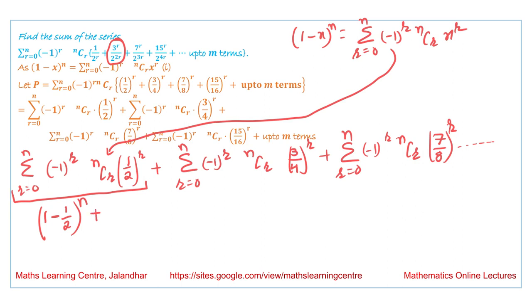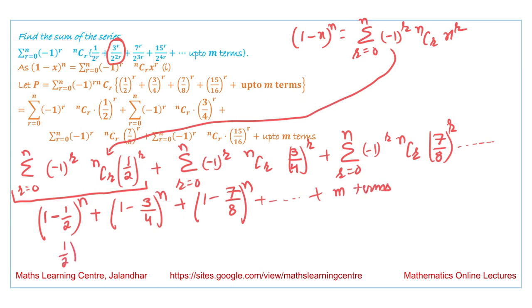Next term is plus (1 - 3/4)^n. Next is plus (1 - 7/8)^n, and so on up to m terms. Now this value is (1/2)^n + (1/4)^n + (1/8)^n, and so on up to m terms.